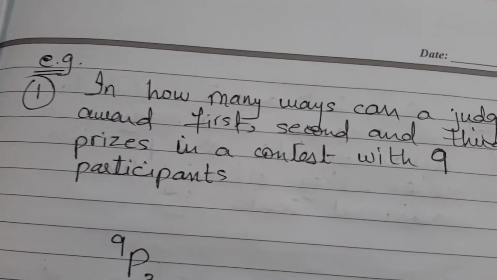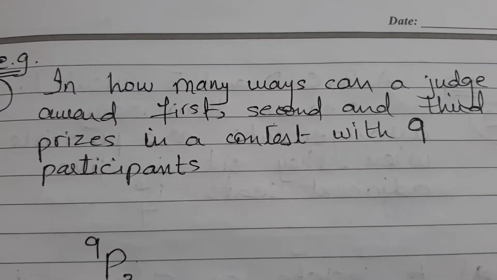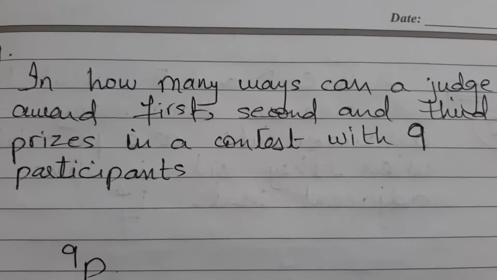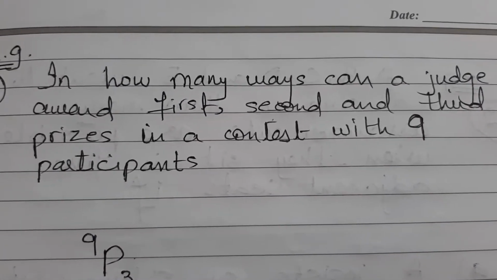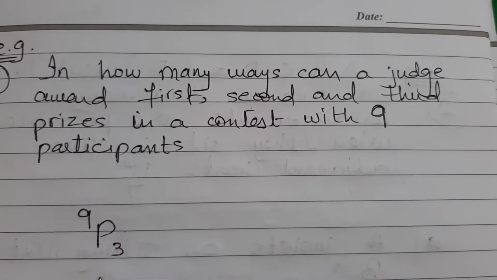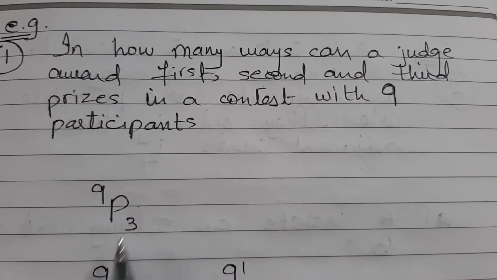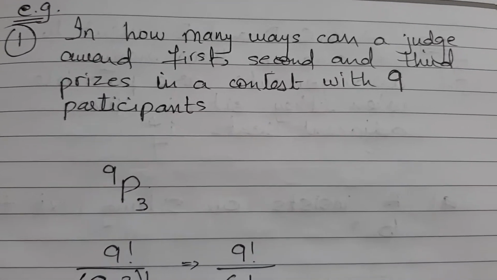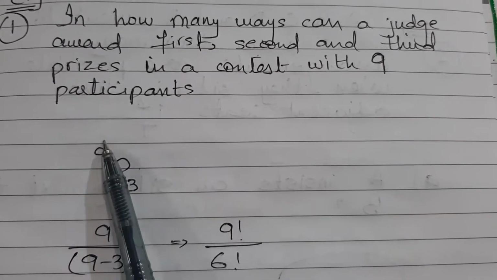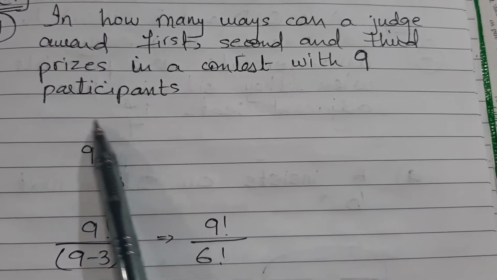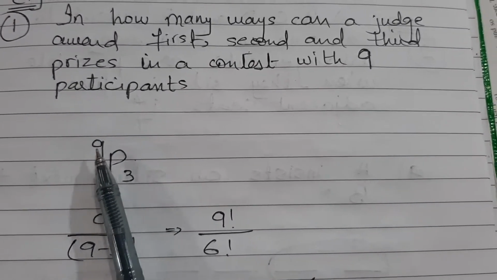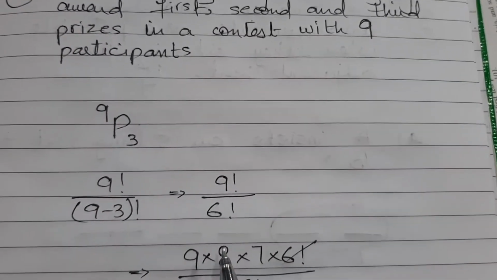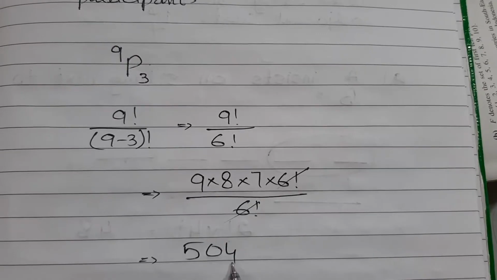In how many ways can a judge award first, second and third prizes in a contest with 9 participants? So there are a total of 9 participants and 3 people will get awards. So in how many ways can the people be selected out of those 9 people? So 3 you have to select. So it's basically 9P3. So straight away you can put this in the calculator. You will press 9, shift, that button, and then 3. Okay, so you will get the answer 504.